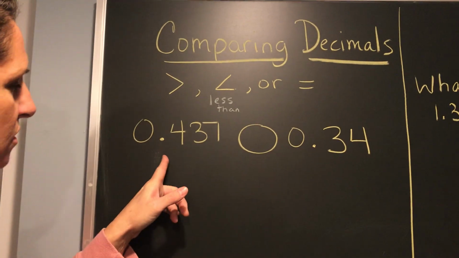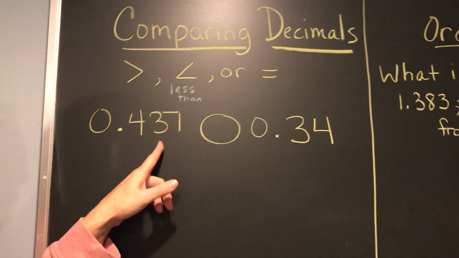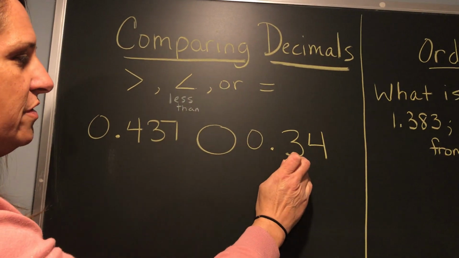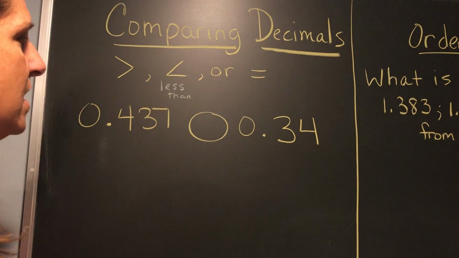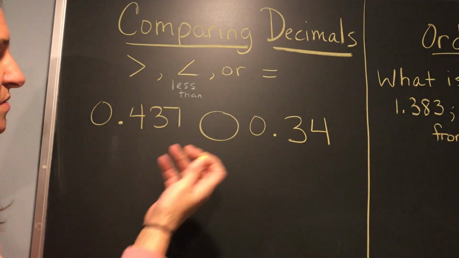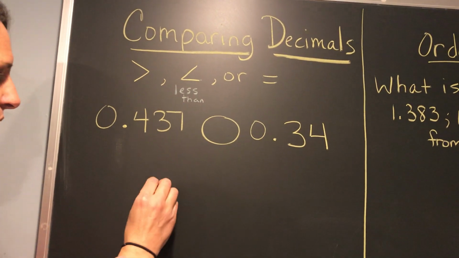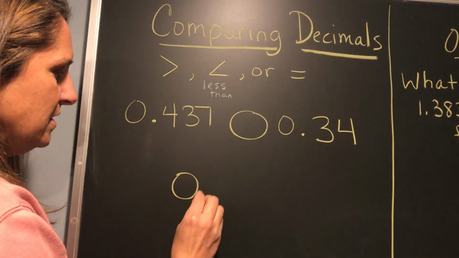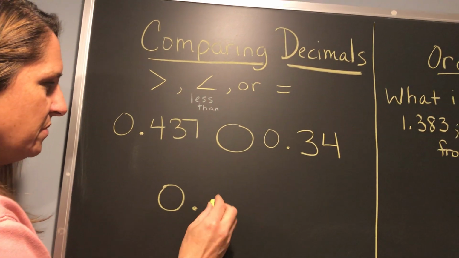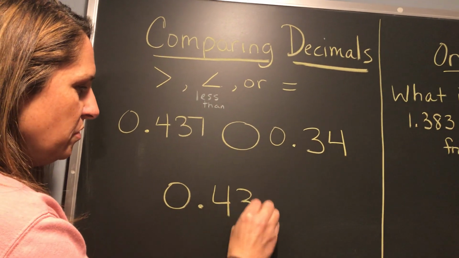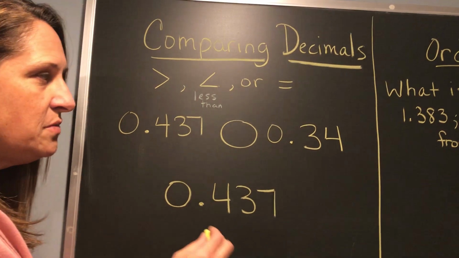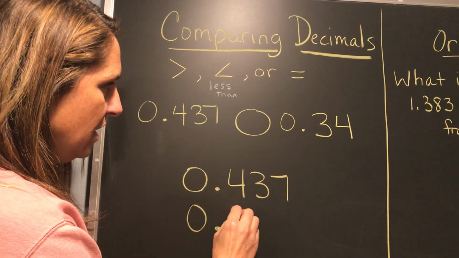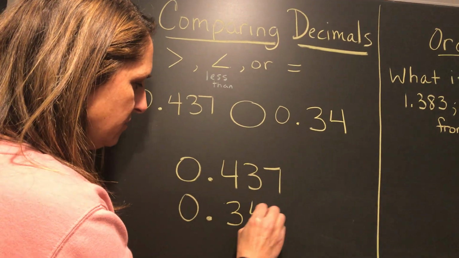All right, so here's our problem. We've got 437 thousandths, and we're going to compare that to 34 hundredths. Since we have thousandths and hundredths, we've got two different things, and we're going to set them up on a place value chart, or we can go ahead and line our numbers up carefully. Super important, you want to line your decimal points up, and then you go in and fill in the rest.